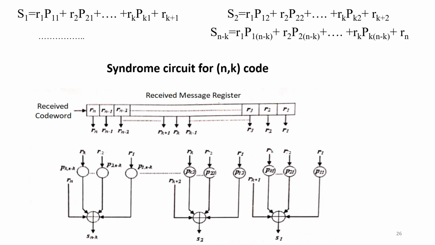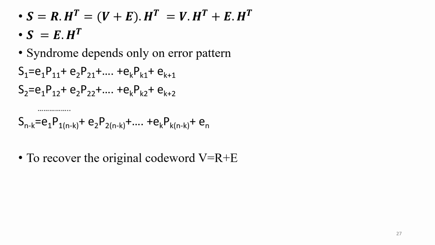The syndrome circuit for the (n,k) code is given. The received message is stored in a register. Then the syndrome bit equations are computed using modulo 2 adders. S equal to R dot H transpose and R equal to V plus E. So we get a syndrome equal to E dot H transpose. So we can say the syndrome depends only on the error pattern. To recover the original code word, V equal to R plus E.